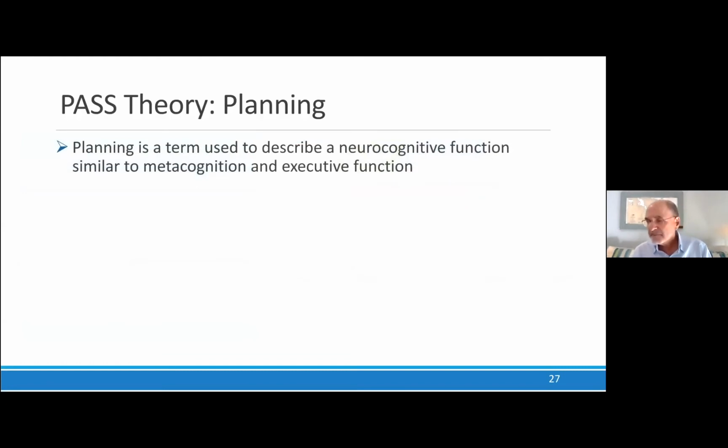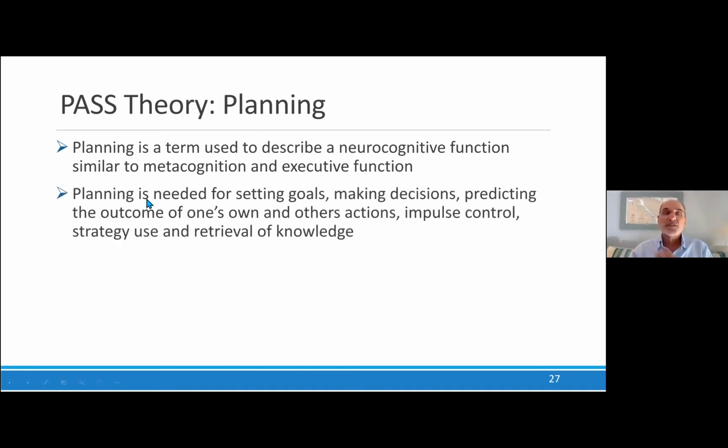Planning. So planning is a term that describes a neurocognitive function, as I said, similar related to metacognition or executive functioning. It's used when you have to set a goal, make decisions. When you're wondering, what's going to happen next? Well, what will somebody else do? It's also very much related to impulse control, strategy use. You know, sometimes retrieval of knowledge is a really good strategy.